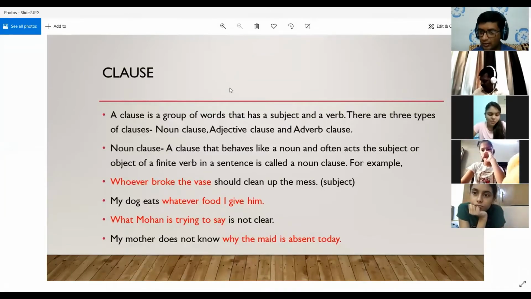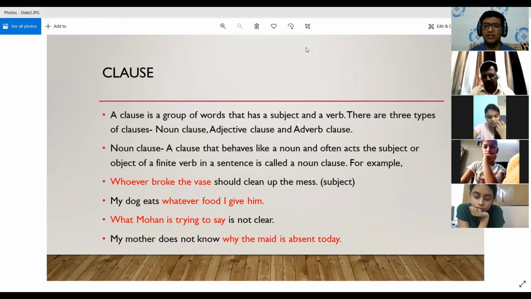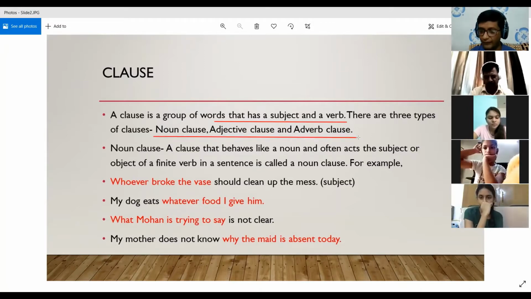of them are a set of words, and they can act in the same way, like an adjective, a noun, or an adverb. So we can define clause as a group of words that has a subject and a verb. So because the verb is there, a subject is also present in a clause. So it has a subject and a verb. And there are three types of clauses: noun clause, adjective clause, and an adverb clause, just like phrases.